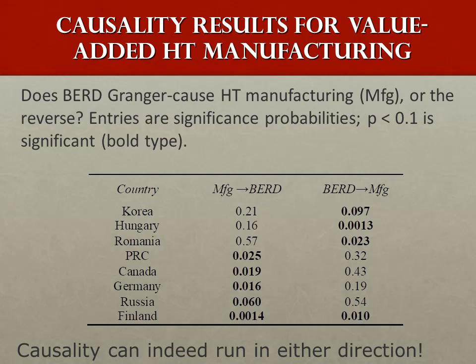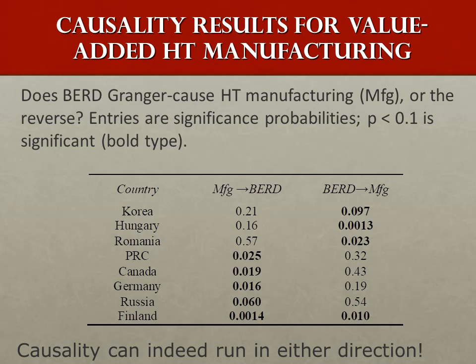And the boldface type shows the ones that are statistically significant using a p-value of less than 0.01. Sometimes it's well less than 0.01, showing a pretty strong connection. And there are three countries at the top: Korea, Hungary, and Romania, and one at the bottom, Finland, where yes, business expenditures in research and development do Granger cause high technology manufacturing, with statistical significance.